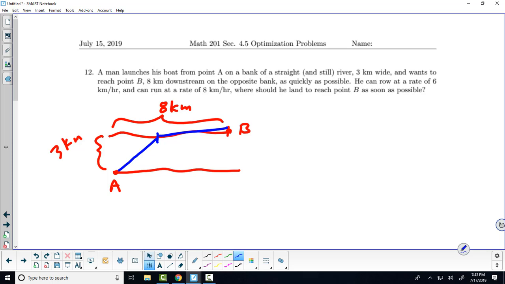Hopefully you see that if the person is an extremely slow rower and an extremely fast runner, they would probably want to just row straight across the stream, or very, very close. You would never go exactly straight across, but very close, and then spend the rest of the time running. And if the person was a much faster rower than they were a runner, then they would want to just cut the corner and spend all the time rowing. But depending on how close these two rates are to each other, there's some sweet spot that the person should aim for in order to minimize the amount of time they spend traveling.